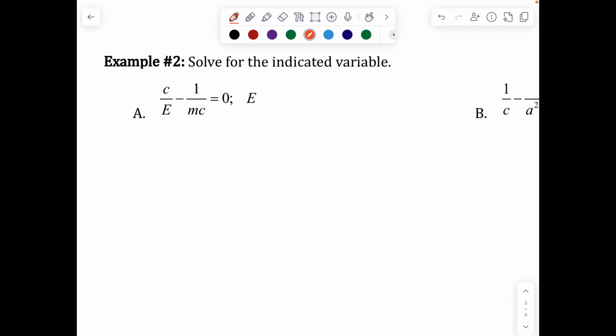Okay, looking at example number 2, we want to solve for the indicated variable. So in this first one, we want to solve for E. We're going to start by clearing our fractions the same way that we just did. First we need to find our LCD. So our LCD here is going to be EMC. So we're just going to multiply everything, both sides, by EMC.